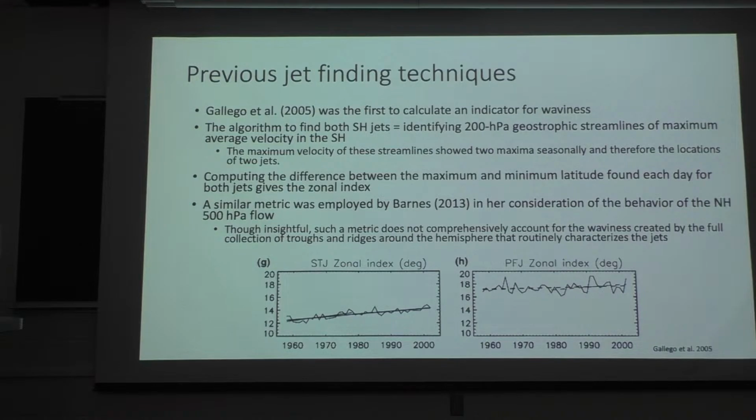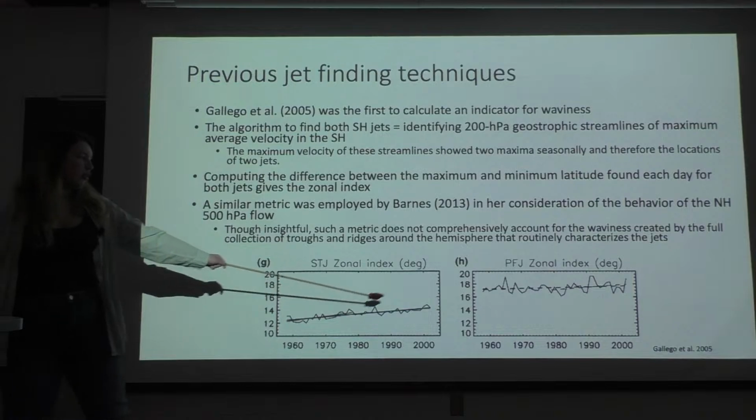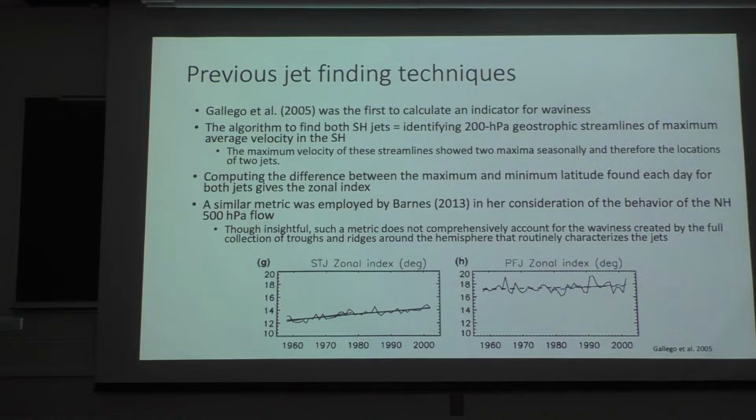And computing the difference between the maximum and minimum latitude found each day for the jets gives the zonal index. And so that's where the zonal index had come up prior, where it was found in this map. You can see the subtropical jet has a slight increase of waviness, while the polar jet did not show such a thing. There was a similar metric employed by Barnes for the Northern Hemisphere, but this metric does not comprehensively account for the waviness created by the full collection of troughs and ridges around the hemisphere that routinely characterizes the jets.